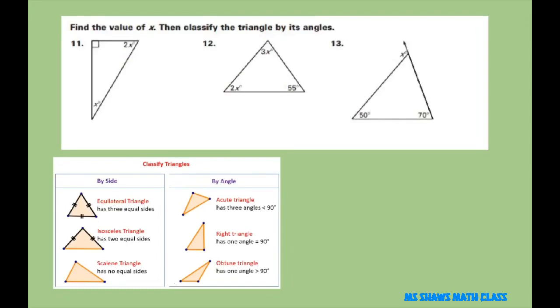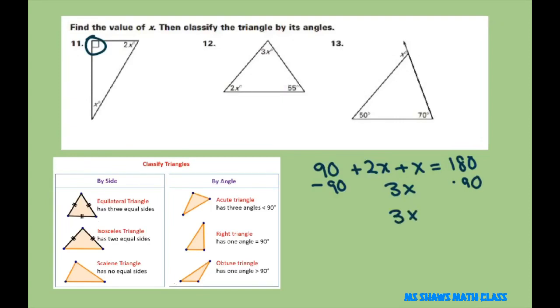And then we have to find the value of x, then classify the triangle by its sides. So for 11, I know that this is 90 degrees, so we have 90 plus 2x. Let's just take off the degrees for now. So 90 plus 2x plus x equals 180. So this equals 3x. Subtract 90 from both sides. And that's going to give you 3x equals 90. Divide both sides by 3 and you get x equals 30.